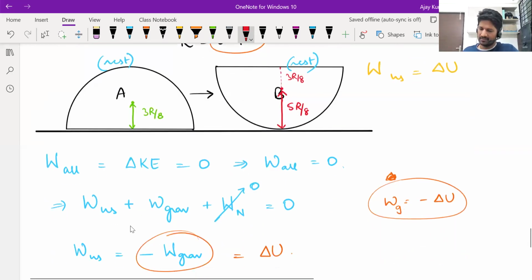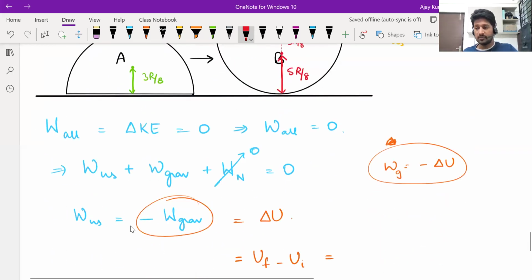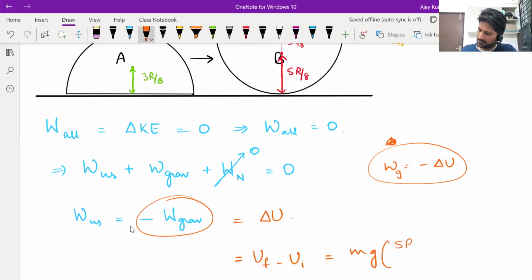Okay. Why do we care about the height of the center of mass? Because the potential energy of an extended system is mg into the height of the center of mass. Therefore, the change in potential energy now will be mg into the final height of the center of mass from the reference level minus the initial height of the center of mass from the reference level. That's all.